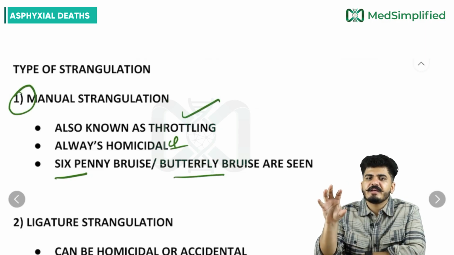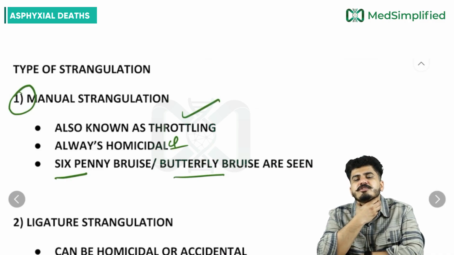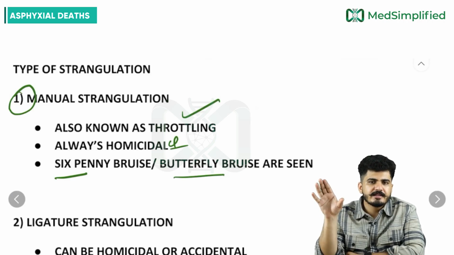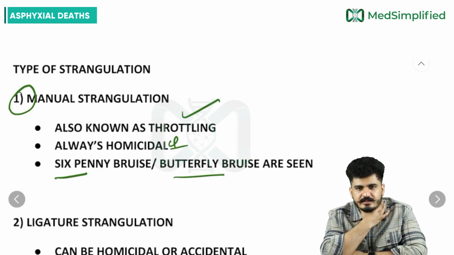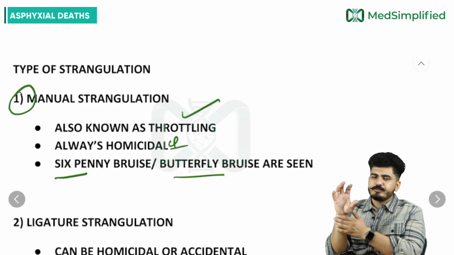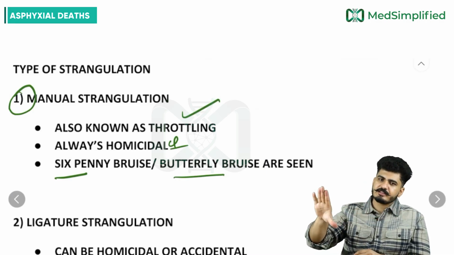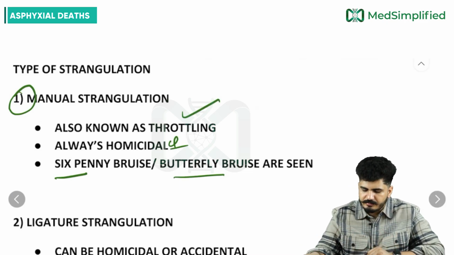Six-penny, how to see six-penny, sir? These are our fingertips. If we are strangulating someone with our fingertips like this, because of the compression you are going to see bruises like a penny, penny, penny. That is why this is called a six-penny bruise. And if we use the hand like this, the index finger and the thumb, strangulating someone like that, you will most commonly see a butterfly bruise.